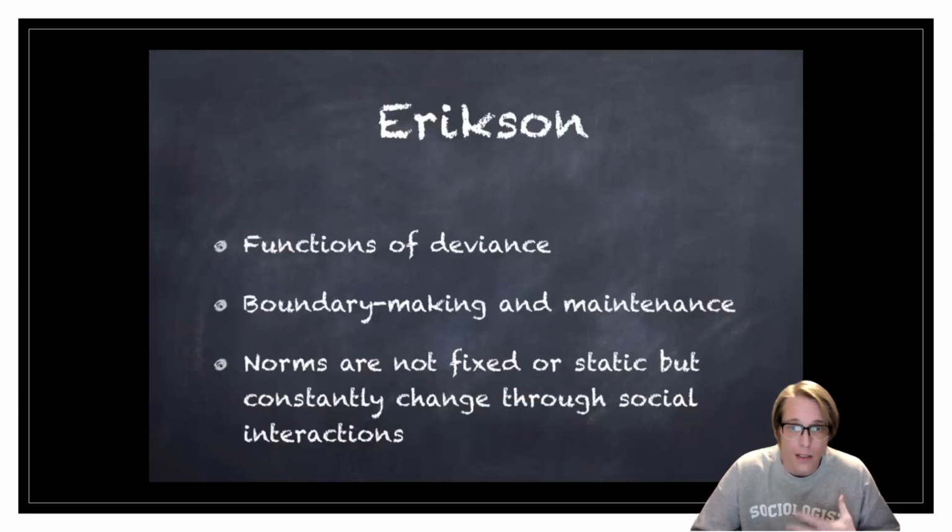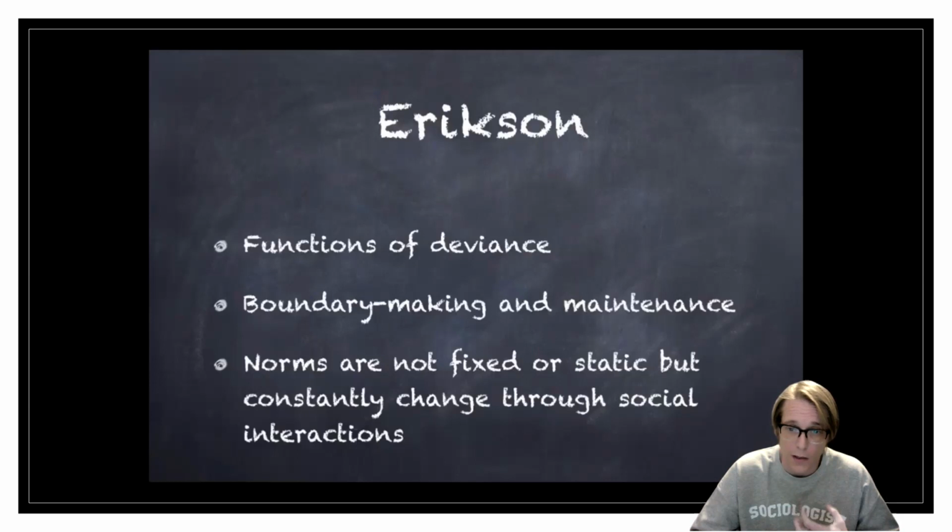The boundaries continually change based on social interactions between social control agents and deviants. This is looking at how we establish these various boundaries. What is the function of this deviance? Does it cause a disruption? Does it cause social disorder? These boundary makings help us know how to act, how to not act, and the norms are not fixed or static, but are constantly changing through social interactions. So as times change, so do the boundaries that are made.